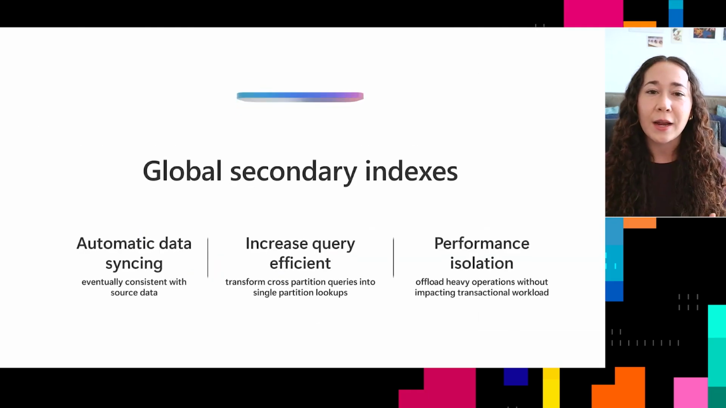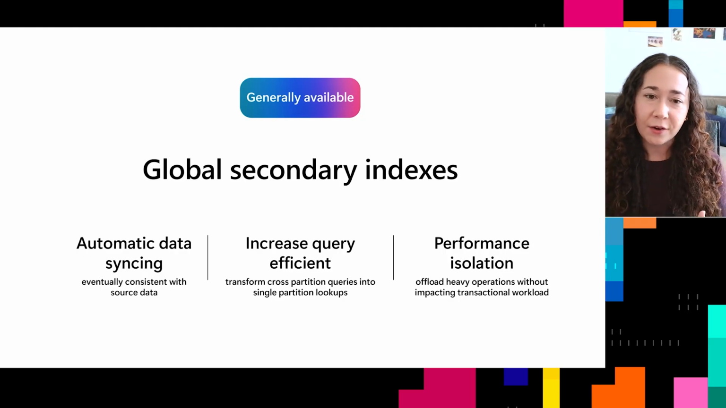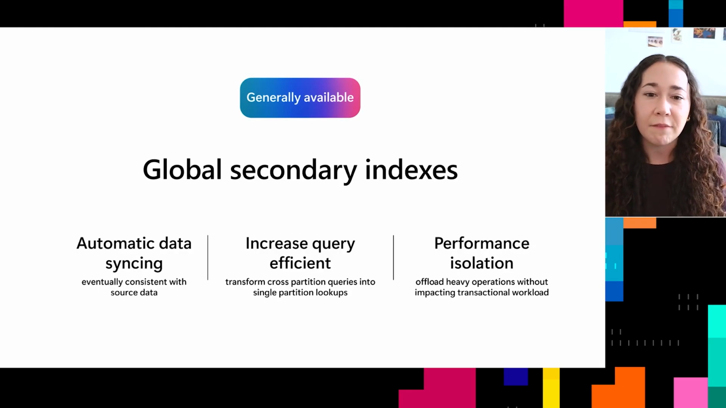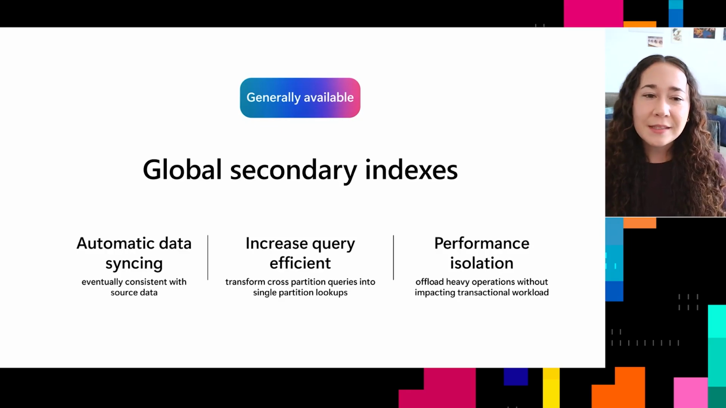Global secondary indexes are now generally available. They will automatically sync data from a source container and create a copy container with all of that synced data that's better suited for your query patterns. They really help you increase query efficiency and transform what would be very heavy cross-partition queries into single partition lookups. They help you isolate heavy workload operations into this secondary container to ensure that you can run them without impacting your transactional workload. So let's take a look at what this looks like in the Azure portal.